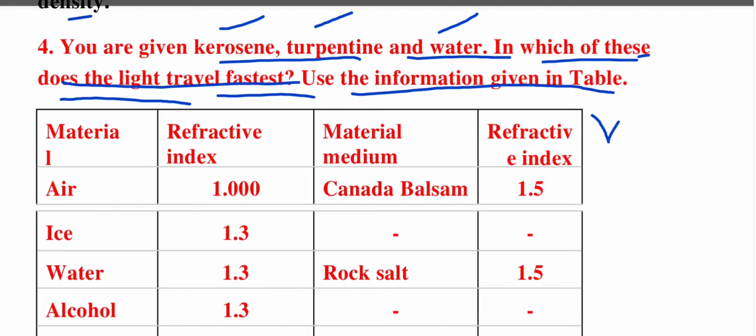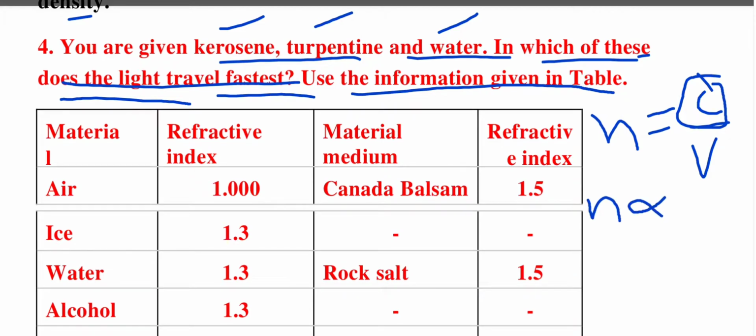You know the relation n is equal to c divided by v. So from this relation, c is a constant, because its value doesn't change, it is always 3 into 10 power 8 meter per second. If I take it as a proportionality constant, I can relate n is inversely proportional to v. Where n is refractive index, v is speed of light in medium, right? So if refractive index is more, speed will be less. If refractive index is less, speed will be more, right?